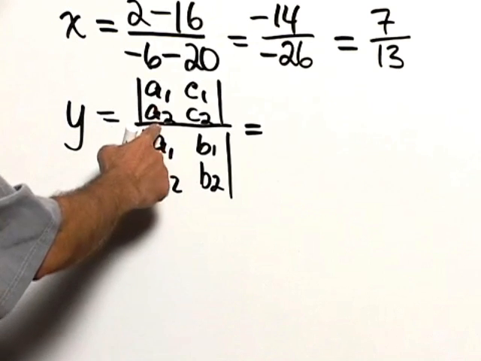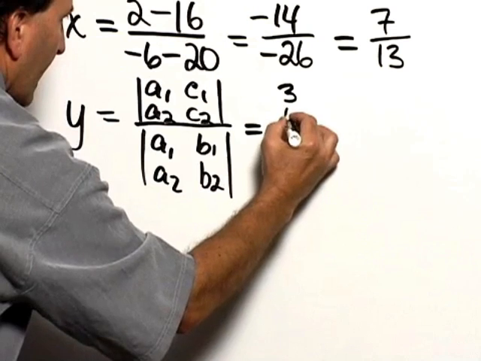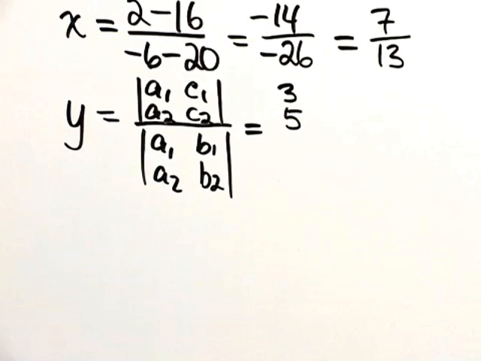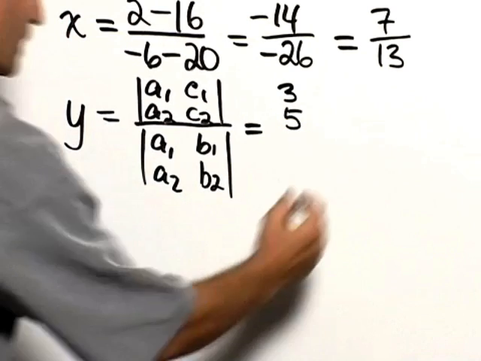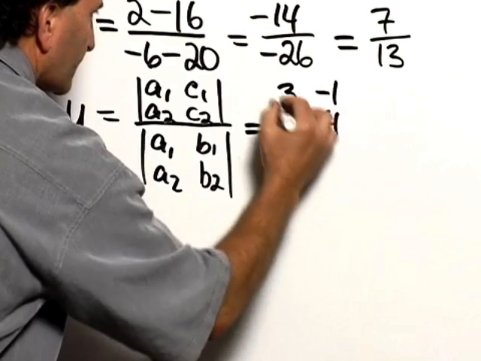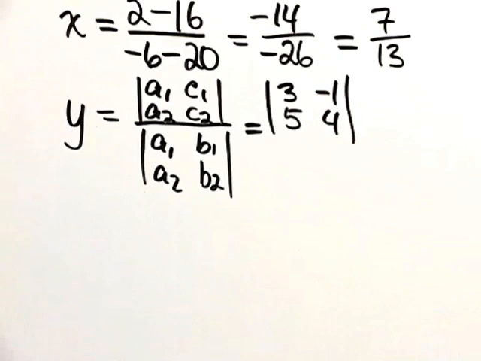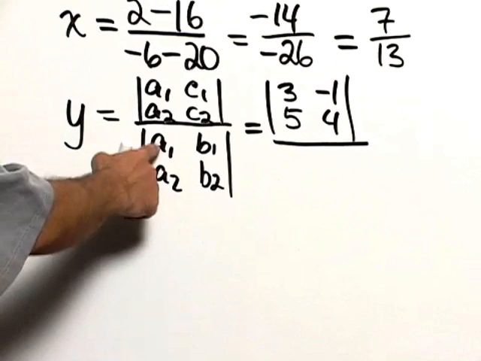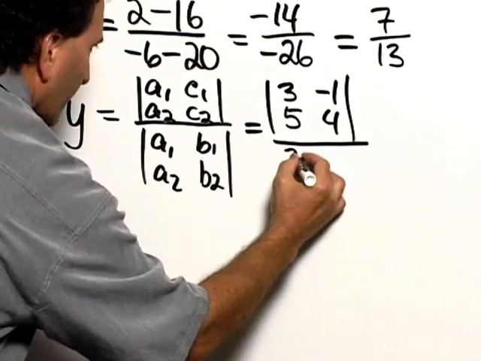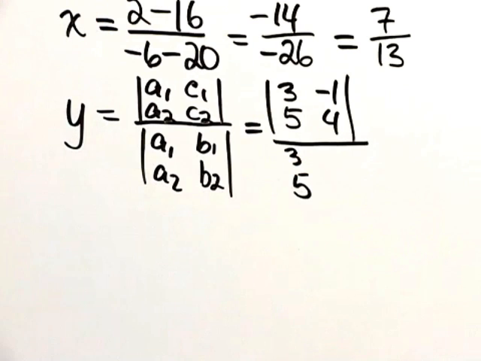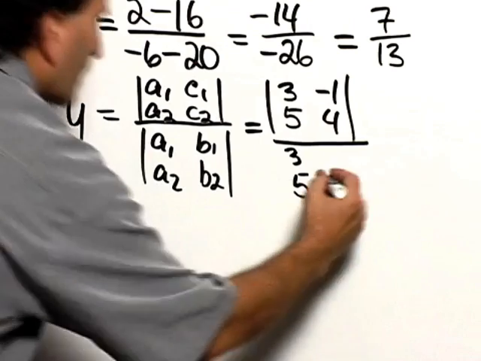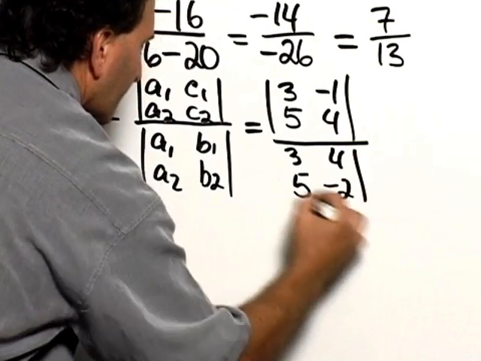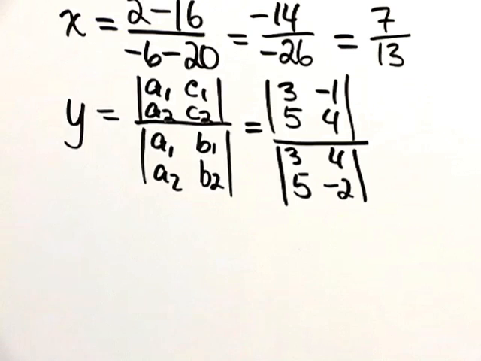A1 and A2 are the coefficients of the x variables, so that's 3 and 5. C1 and C2 are the constants, -1, 4. Then the A1, A2 is, of course, 3, 5, as we just said, and B1, B2, coefficients of the y we saw earlier, 4, -2. Now, we'll evaluate each of these determinants.